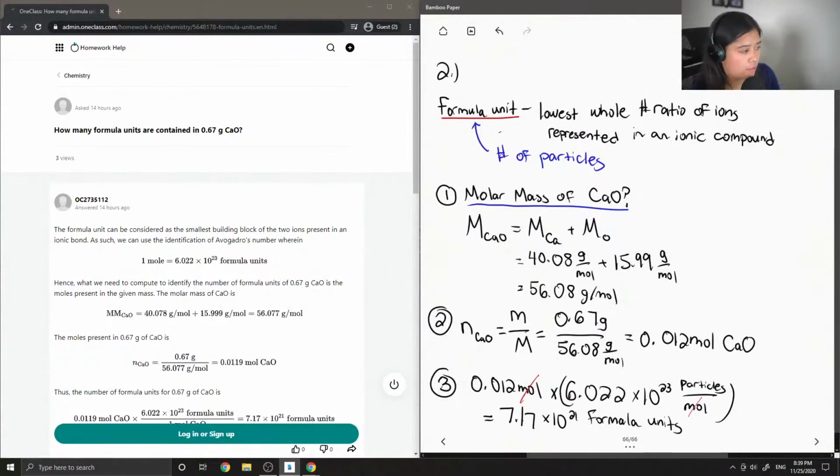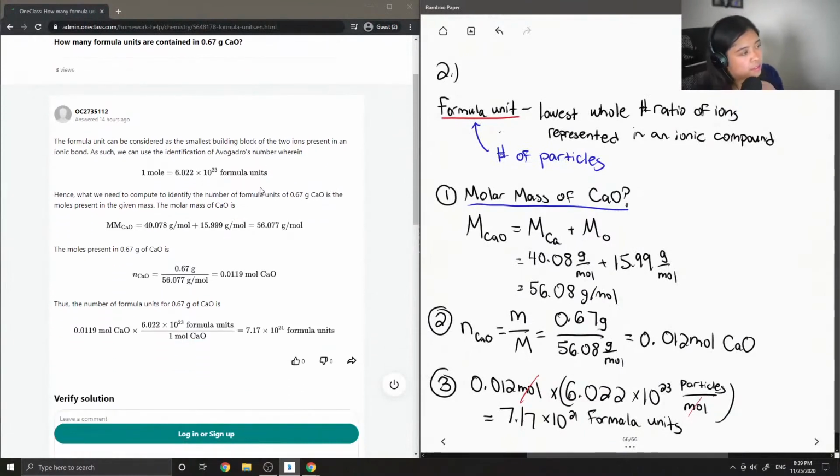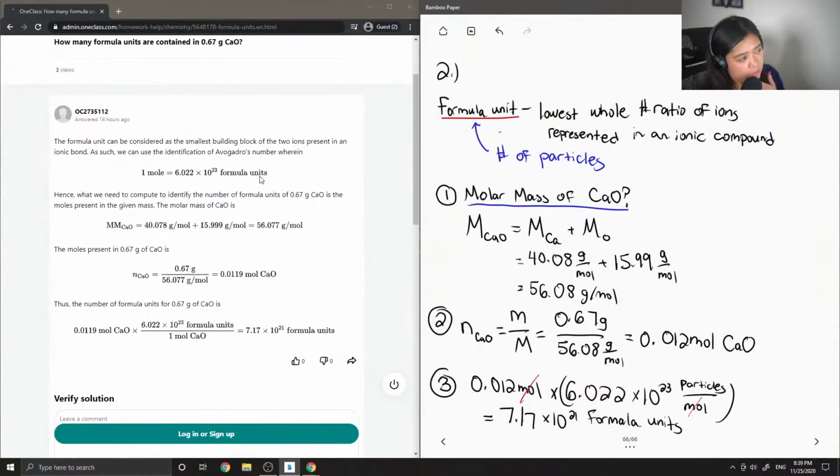Okay, so let's see what the junior tutor said. Formula unit can be considered as the smallest building block of the two ions present in an ionic bond. As such, we can use the identification of Avogadro's number, where 1 mole is equal to 6.022 times 10 to the 23 formula units.